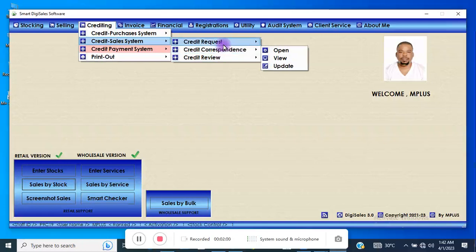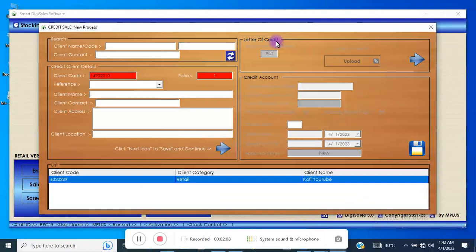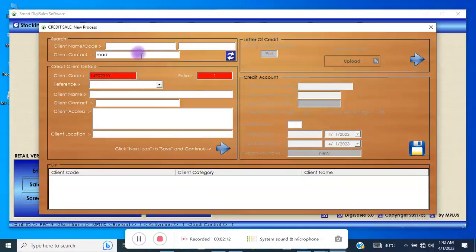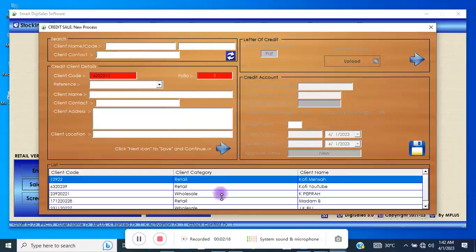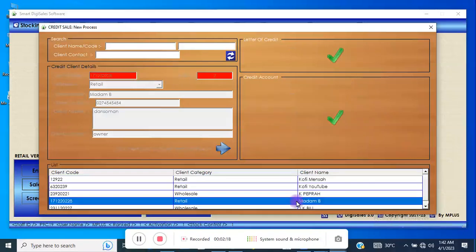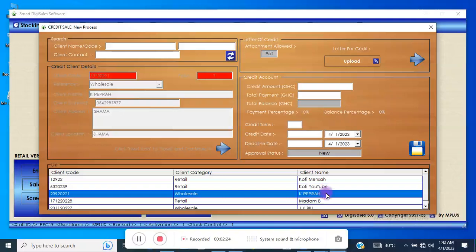So how does it work? So let's look at the first one. A memo has been written to request for credit. So you open it and this is how it operates. So let's say Madam B. I put in Madam B. Madam B application is filled. So let's look for someone who has not done it. Let's say K Pipra. So K Pipra wants credit.